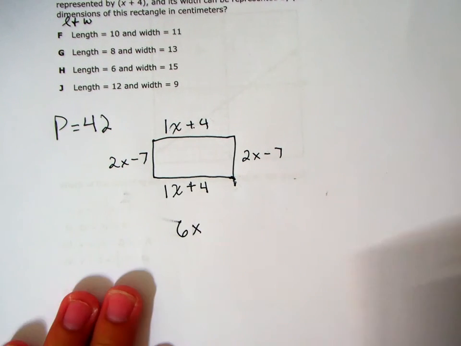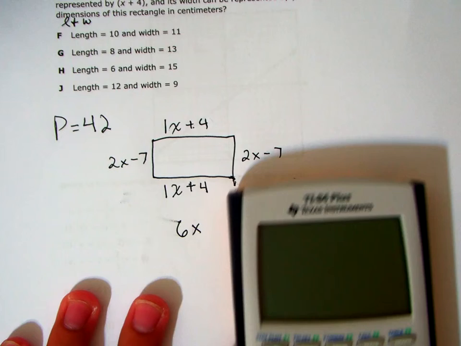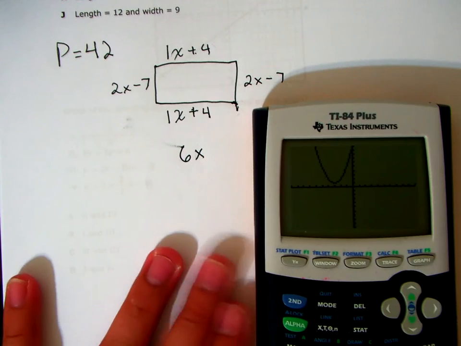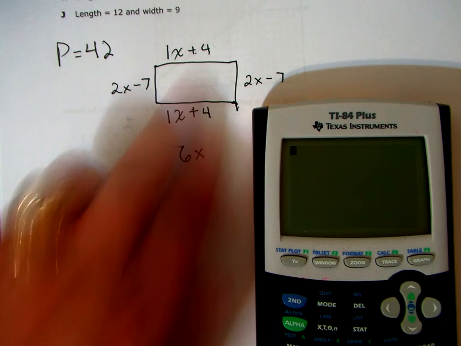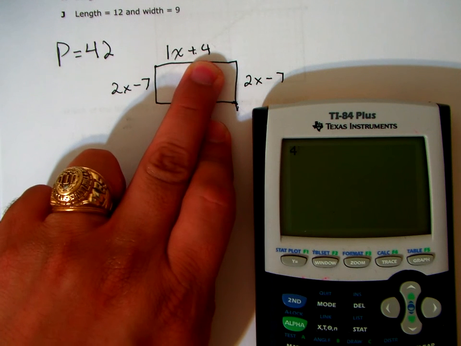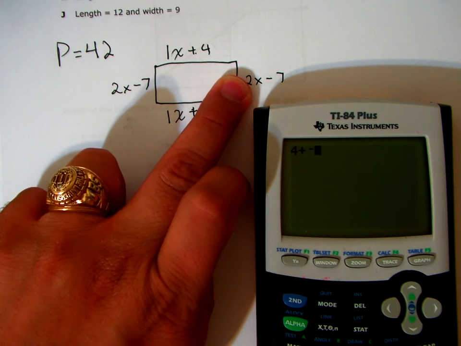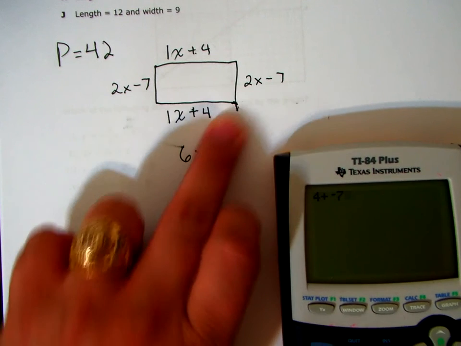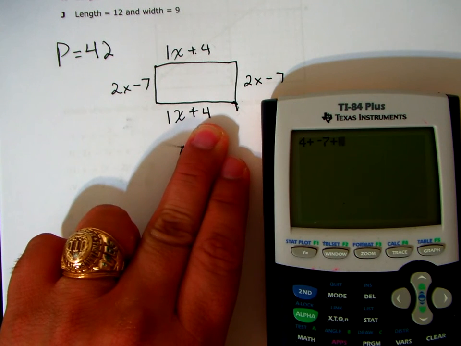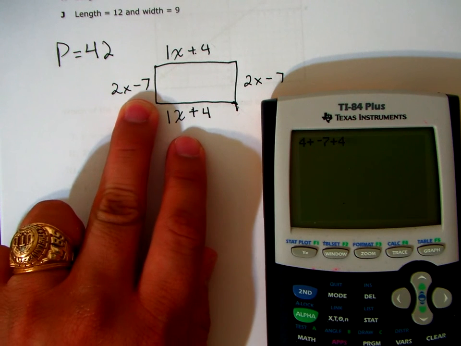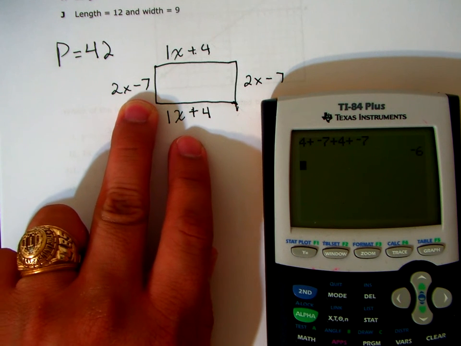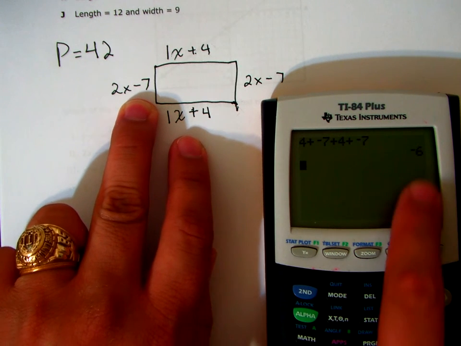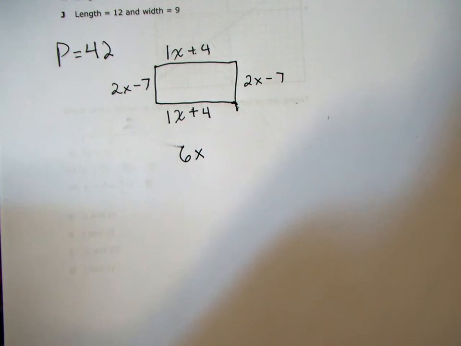So how do you do that? Just use your calculator, y'all. Right? Why are you gonna worry and break your head? I know some of y'all struggle with integers. Use your calculator. So clear that. We're gonna say 4 plus a negative 7, right? Plus a 4 plus a negative 7. See what you get. What is that? A negative 6, right? A negative 6.